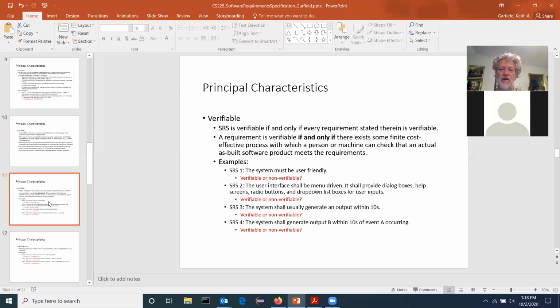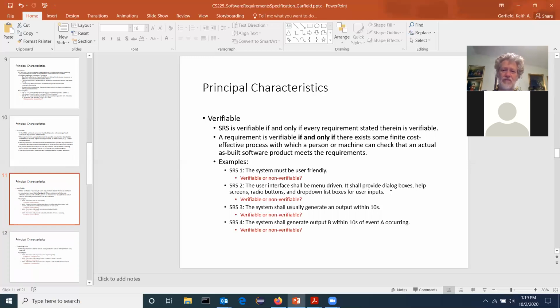Verifiable. Oh, okay, verifiable. That means that you have to be able to verify it. Oh, so here's some examples. The system must be user-friendly. How do I verify that? The user interface shall be menu-driven. It shall provide dialog boxes, help screen, radio buttons, and drop-down list supports for user inputs. That's a tough one, right? I mean, okay, so even if I made that, I may not meet the intent of the requirement.